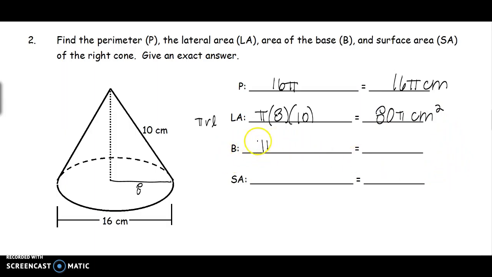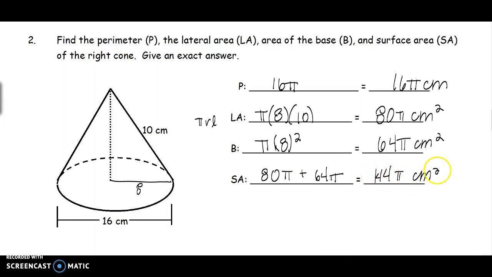Area of our base, area of a circle is pi r squared. We know our radius is 8. Therefore, this would be 64 pi centimeters squared. And our surface area, again, our lateral area, which is 80 pi, plus 1 base, 64 pi. When you add this together, you're going to get 144 pi centimeters squared. So that is finding lateral area and surface area.